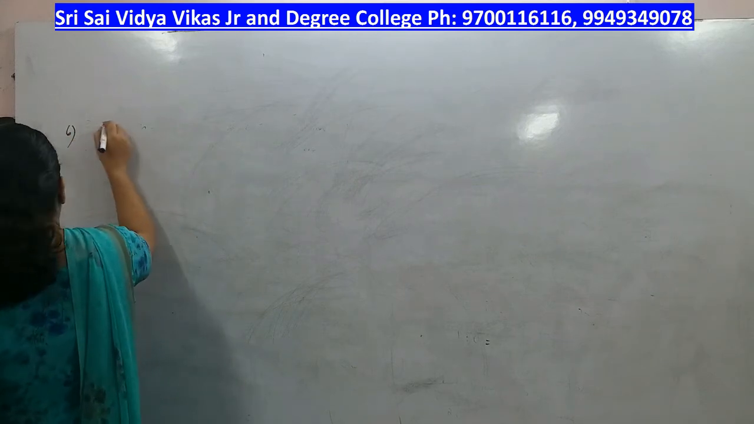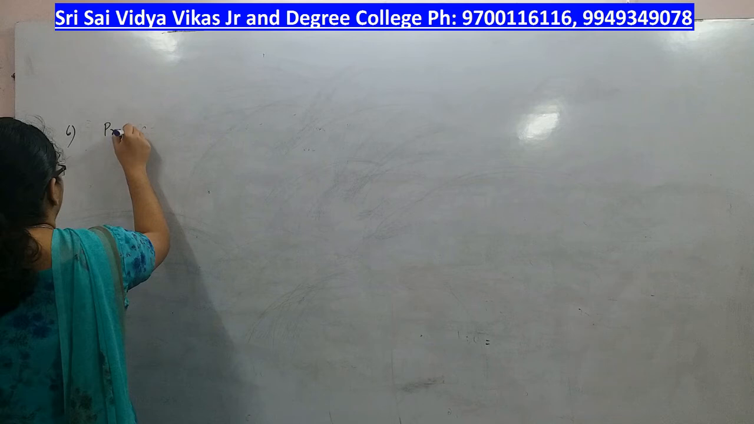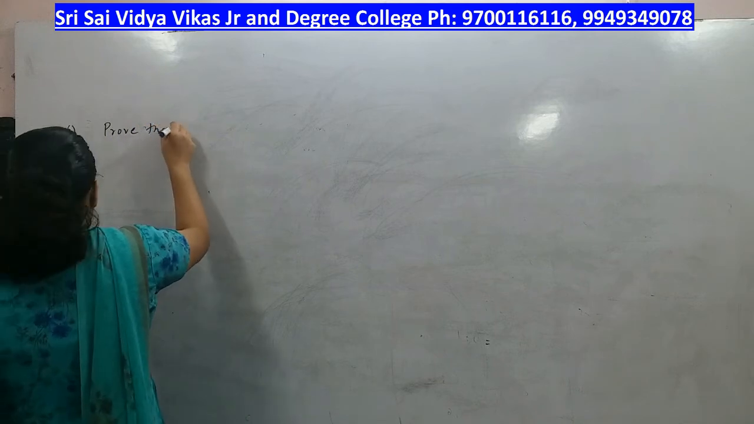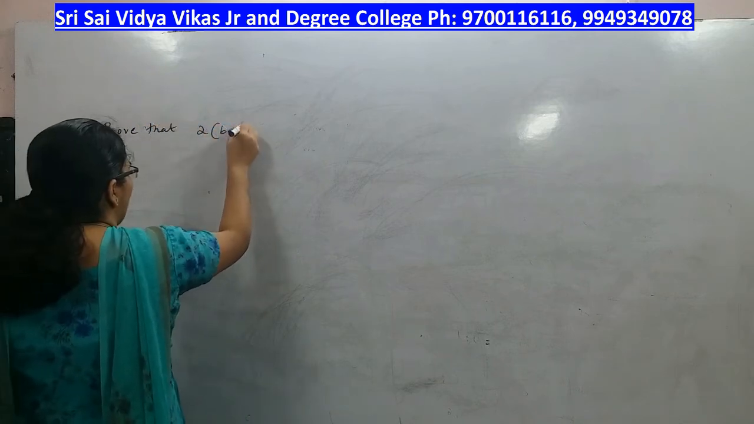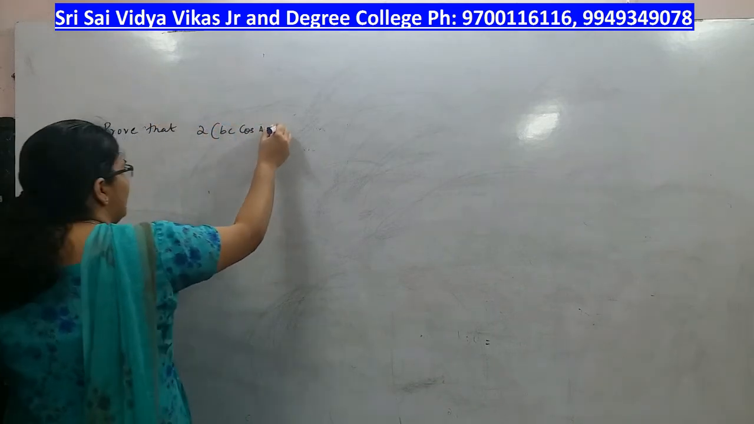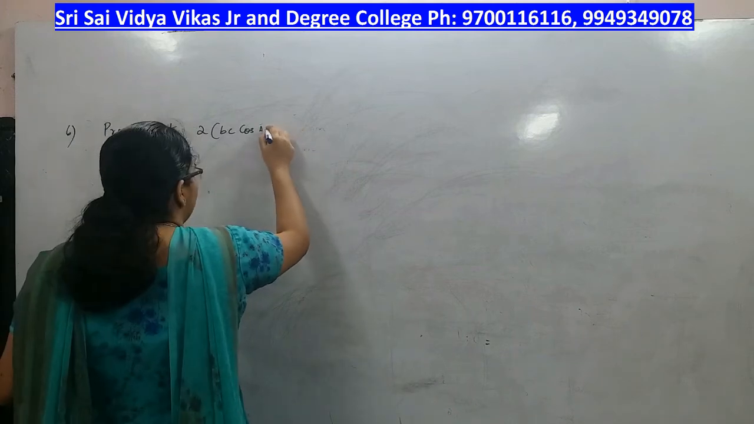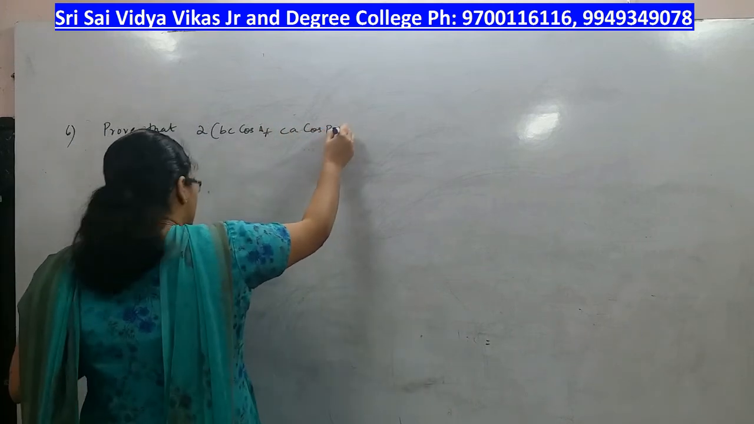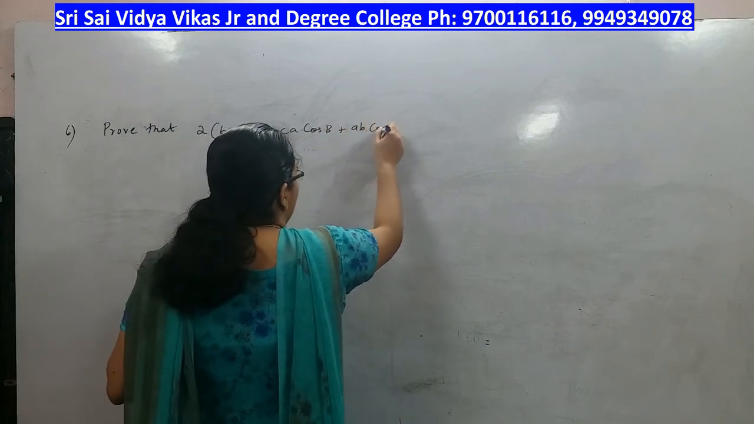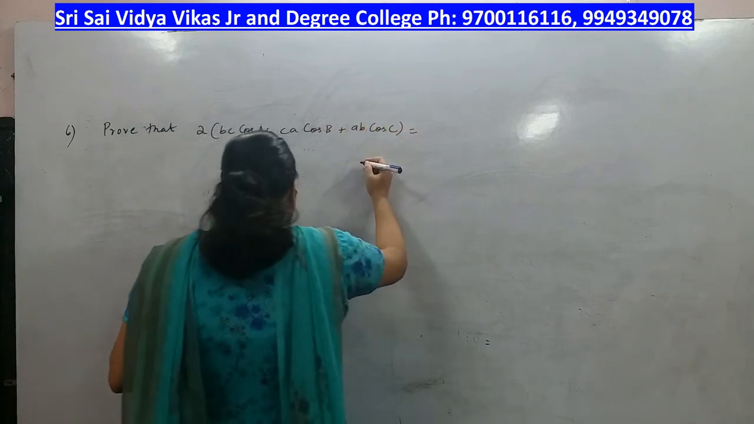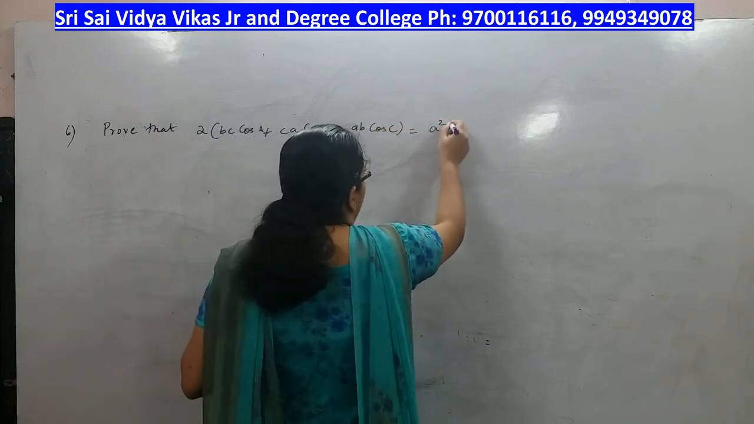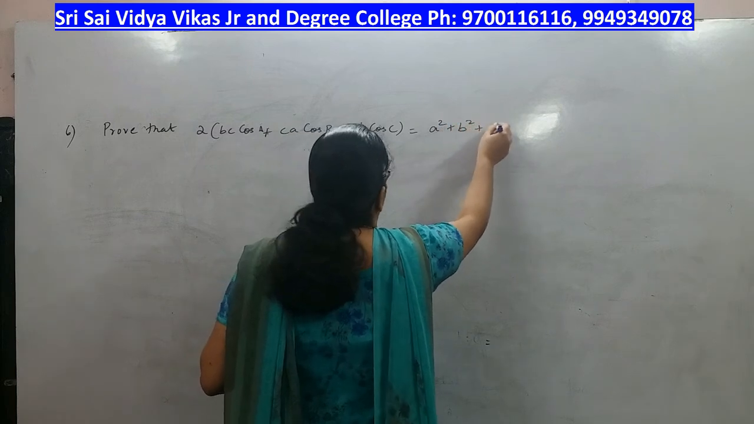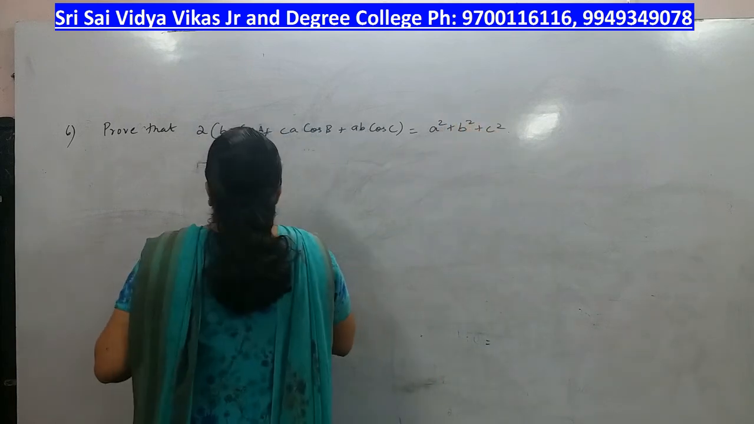Sixth one, prove that 2 into (BC cos A + CA cos B + AB cos C) is equal to a square plus b square plus c square. This is what you have.